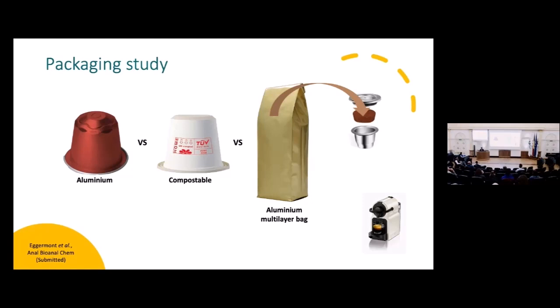The main difference between these three samples is that we have one capsule that is made from lignocellulosic material, which is compostable, firstly, but also not permeable to gas. And we use a commercial coffee machine to standardize the procedure of coffee brew.